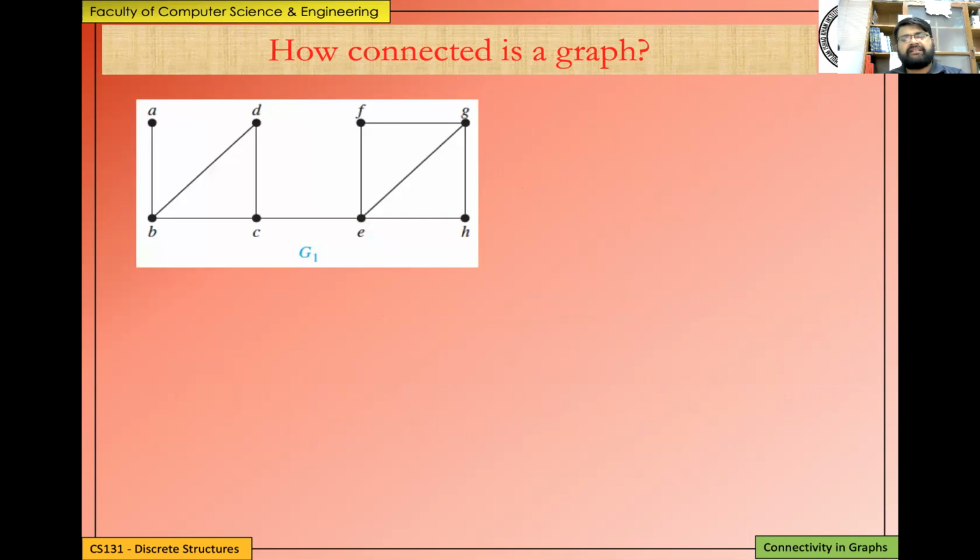So, for example, in this graph, we can say that there are many different cut vertices. Is A a cut vertex? Well, A is not a cut vertex because if you remove it, the rest of the graph is still connected.